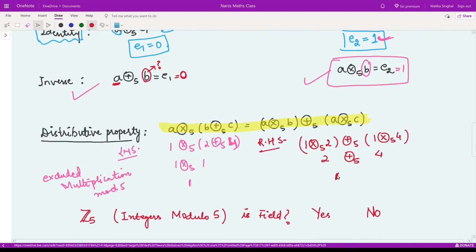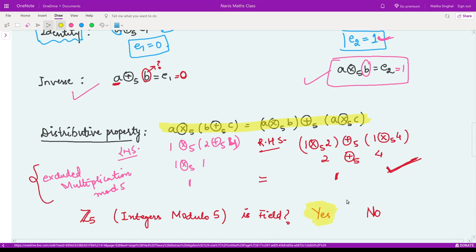So this would be true for every two numbers, right? 0 is the exception because in the multiplicative group we cannot take 0. So that's why this distributive property is also true, right? So now this set of integers mod 5, is it a field? Yes, this is a field. So we can say that it is a field.